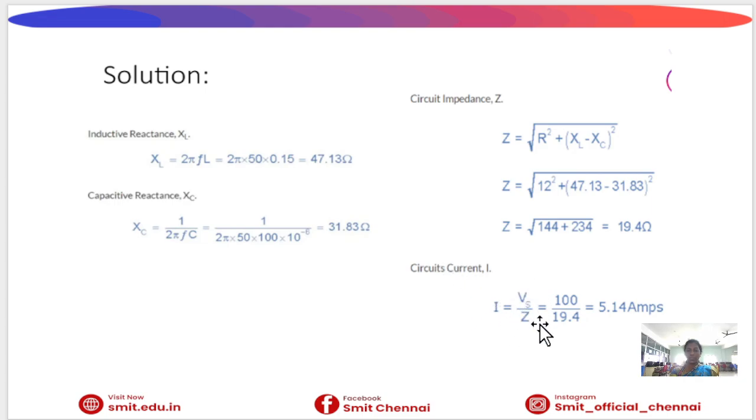The total circuit current I is equal to V by Z, because V is equal to IR. Here Z takes the place of R, and V is the supply voltage Vs. The supply voltage is 100 and the impedance value is 19.4. So we get the value of the total current I.